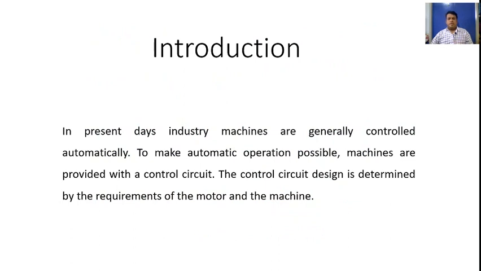In the present days, industry machines are generally controlled automatically. As we know, automation is in a good boom, so industrial machines are generally controlled by automatic process only. To make the automatic operation possible, machines are provided with control circuits. For any operation to be carried out very effectively, some control circuit is needed. This control circuit is needed to control and properly deliver the output.